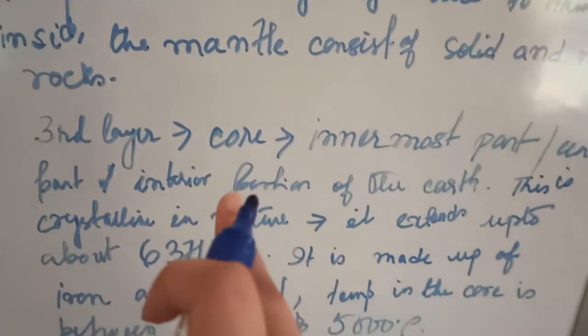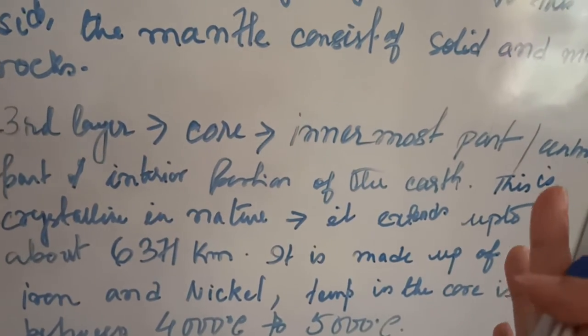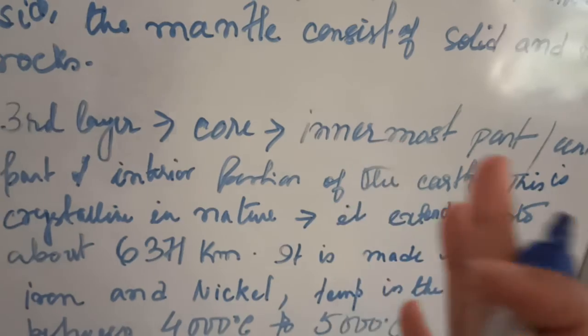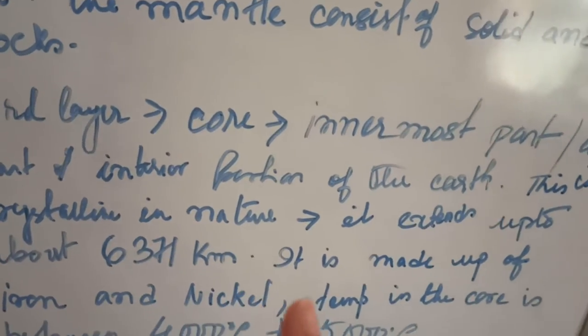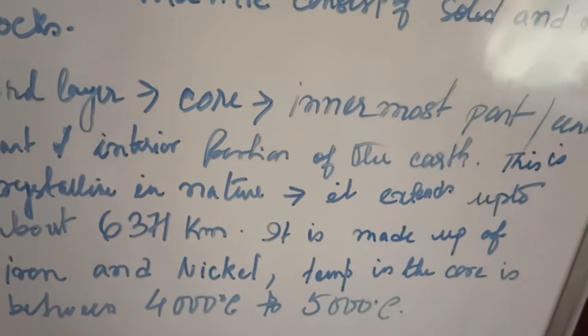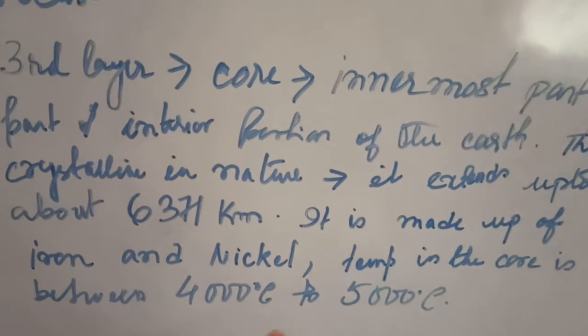The last layer is the core, which is the innermost part of the earth. It is crystalline in nature and extends up to about 6,371 kilometers. It is made up of nickel and iron, and the temperature here is between 4,000 and 5,000 degrees Celsius.